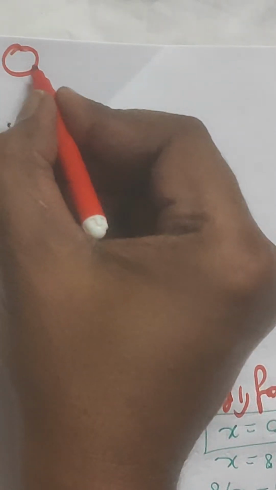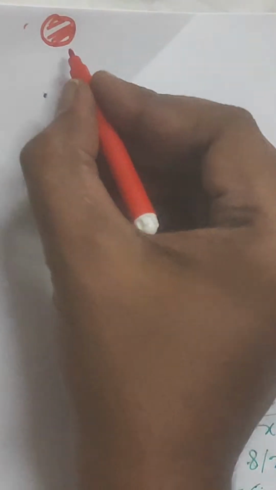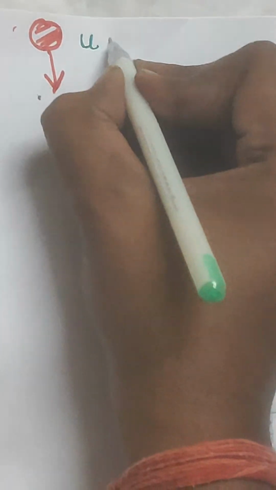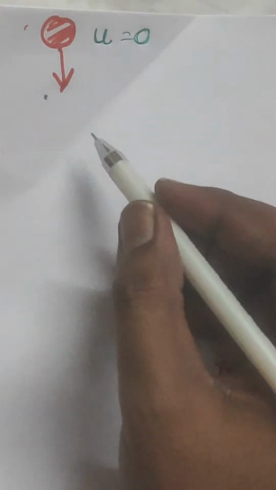A ball is given to you, and this ball is falling from rest. So that means the initial velocity u is given to you as 0, right? Now in this case, a ball falls freely from rest.